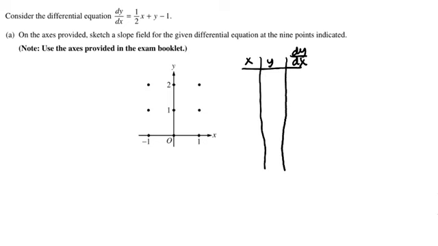I'm going to start with x equals 0, x equals 1, and x equals -1. And then y is allowed to run from 0 to 2, so 0, 1, 2, 0, 1, 2, 0, 1, 2. And I can calculate dy dx given x and y. If I calculate dy dx at 0, 0, that'll be half of 0 plus 0 minus 1, which is -1. I can go in and make something with slope -1.